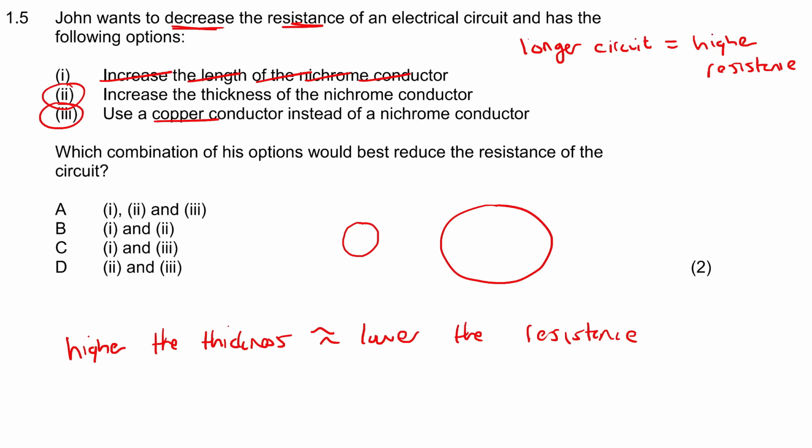So the answer is going to be D, because we want to use number 2, where we increase the thickness of the wire, and then number 3, we use copper instead of nichrome.